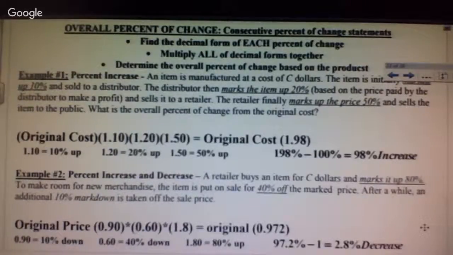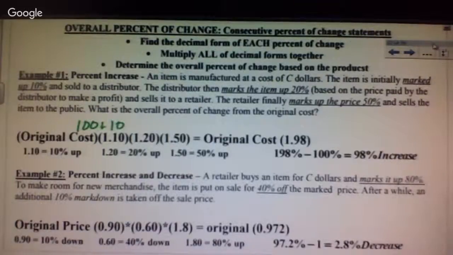Okay, so I did the first two for you. So it says the item initially is marked up 10%. Okay, it's marked up 10%, which means this number was 100 plus 10. Changed to a decimal gives me 1.1. Okay, then we marked it up again, another 20%. So that decimal came from 100 plus 20 because it's being marked up, 1.2.